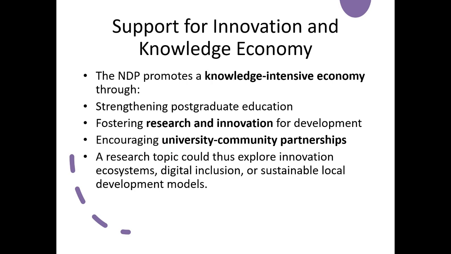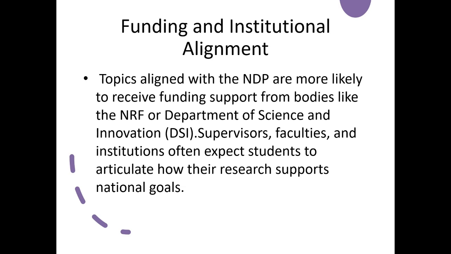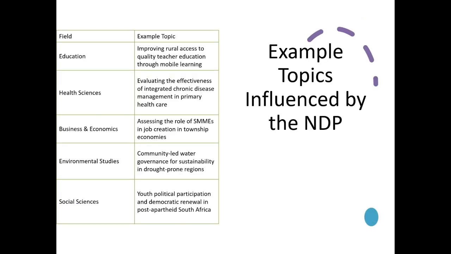So, as I said before, the more our research becomes impactful and aligned to global, national, and, as we'll speak about, institutional priorities, the more likely you are able to receive funding from grant bodies like the National Research Foundation or the Department of Science and Innovation. So supervisors, faculty, and institutions often expect that a student articulates how their research supports national goals. So maybe just to bring it back home a bit more, for instance, examples of topics influenced by the National Development Plan: education. For instance, an example topic: improving rural access to quality teacher education through mobile learning.